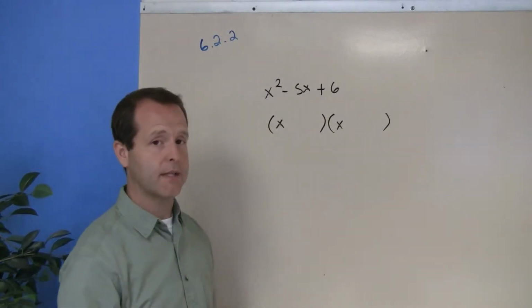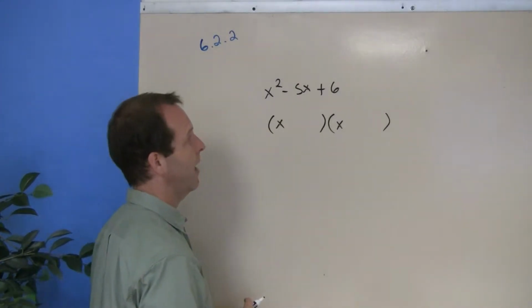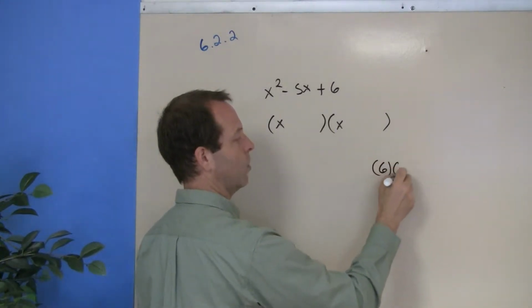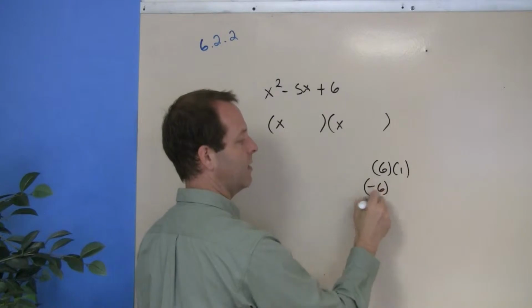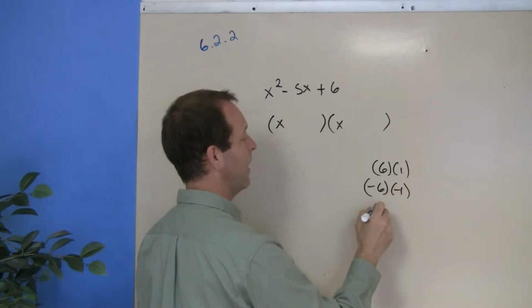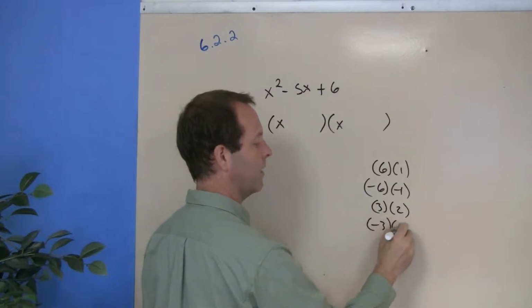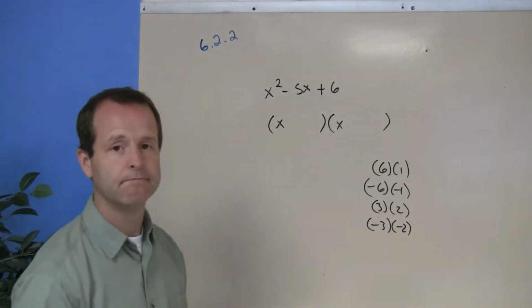But the middle term this time is a negative 5. So let's think about how you can make a positive 6. That's a 6 times a 1, a negative 6 times a negative 1, a 3 times a 2, and a negative 3 times a negative 2.